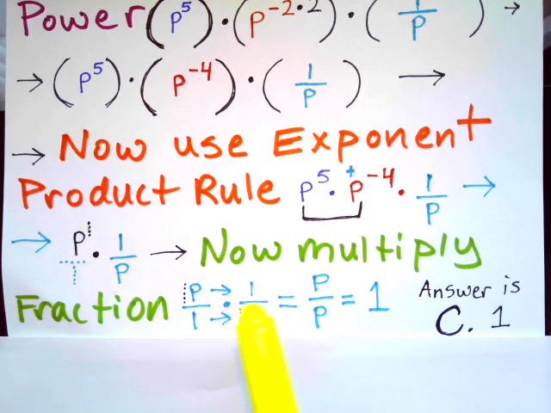So 1 times 1 is 1p. 1 times 1 is 1p. We got p over p. And anything over itself equals 1. Right? So p over p equals 1.